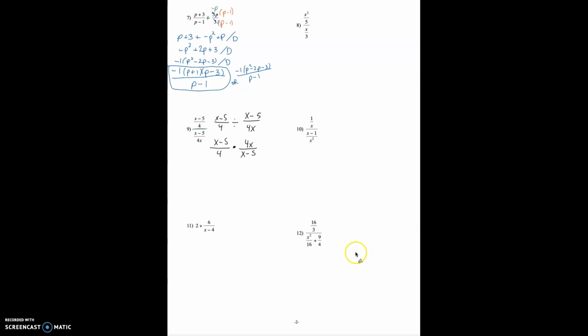Can we simplify anything? Well, we have that quantity of x minus 5 in the numerator and the x minus 5 in the denominator here. So those would become a 1. And I have a 4x in a numerator and a 4 in a denominator. So I can divide those both by 4 because those become a 1. And what is left for number 9? The answer is just x.